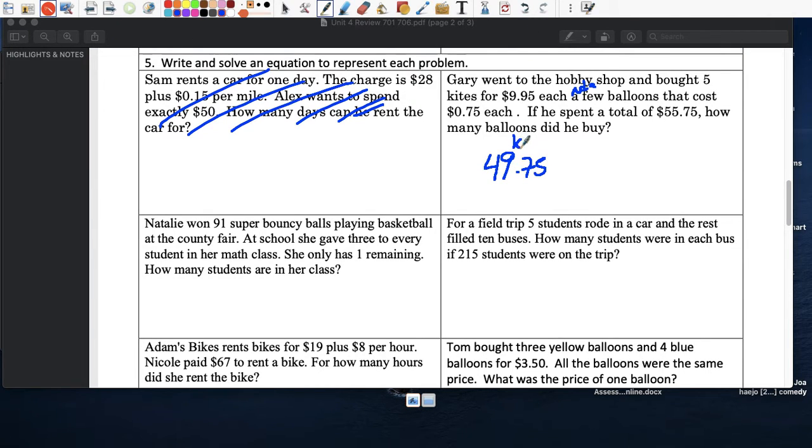All right, kites over here. And then he bought balloons. How much is each balloon? 75 cents. So 0.75 times B. We don't know how many. And all that equals 55.75.